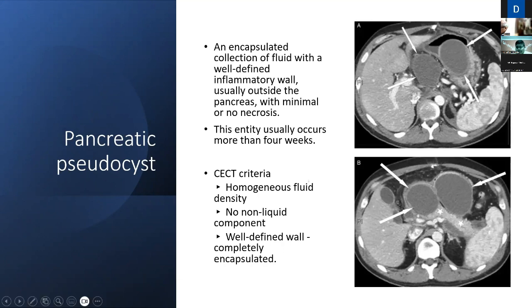So in CT, you can clearly see that there is a homogeneous fluid with no non-liquid component, and the wall is well defined.